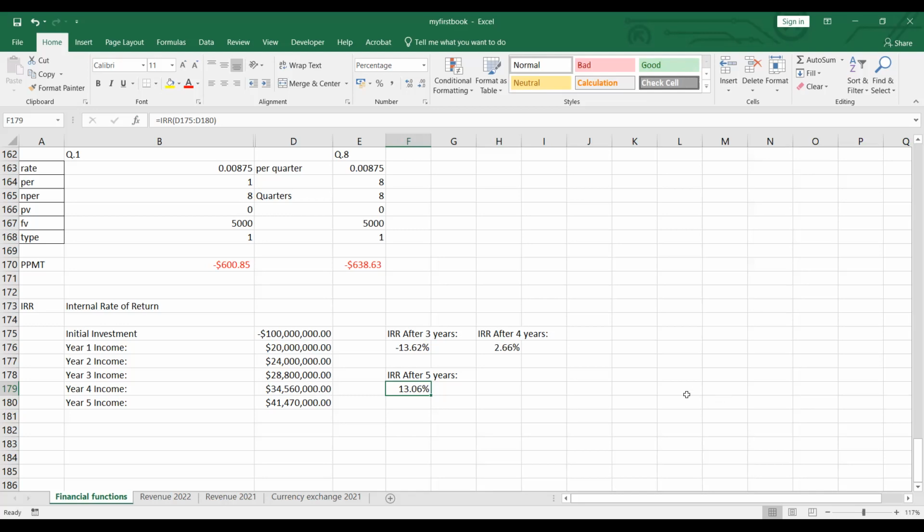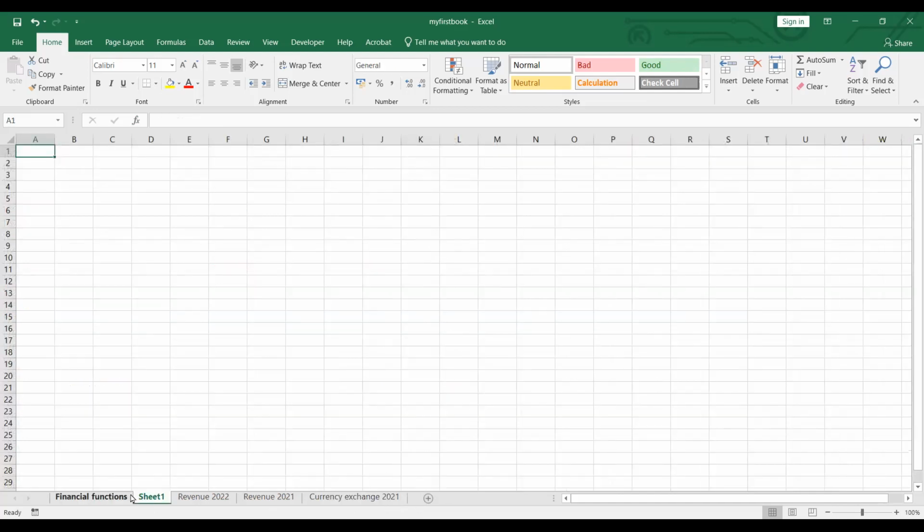Okay, if you don't have any questions, let's move on to the next set of functions that you should know. In this one I would like you to create a new sheet, just click create new sheet, everyone, and name this sheet as if and nested if.